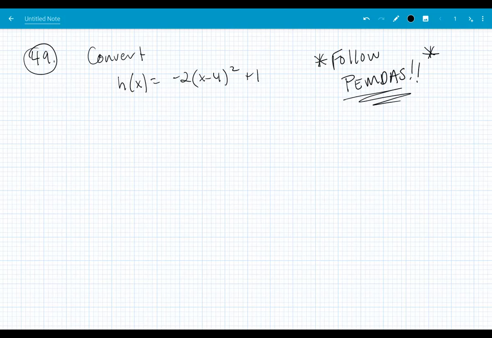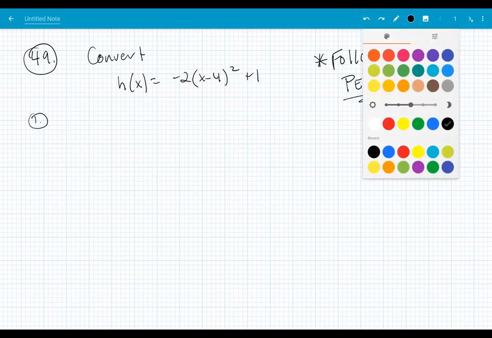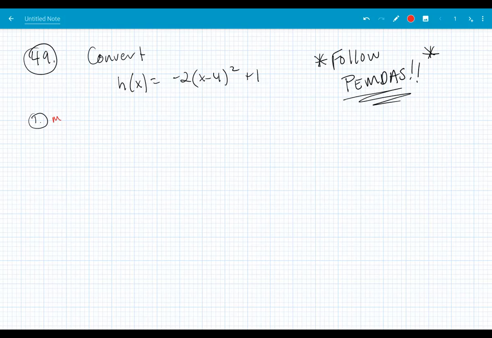So in this case, notice there's no parentheses to simplify, but there is an exponent. So the first thing that we're always going to do is multiply. I'll write this in red. Not multiply, we're going to FOIL out our parentheses.